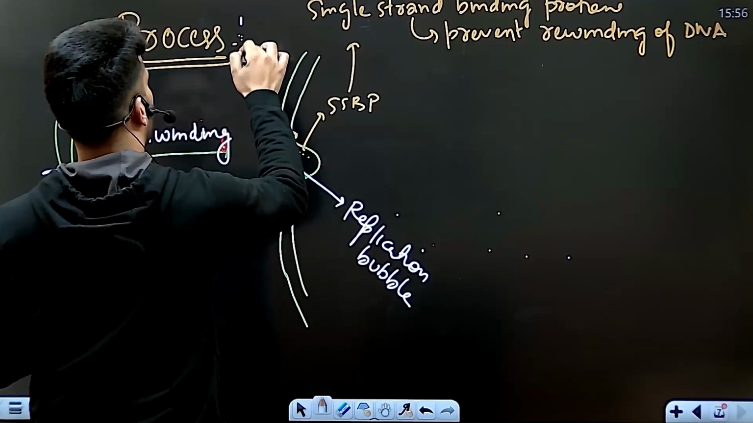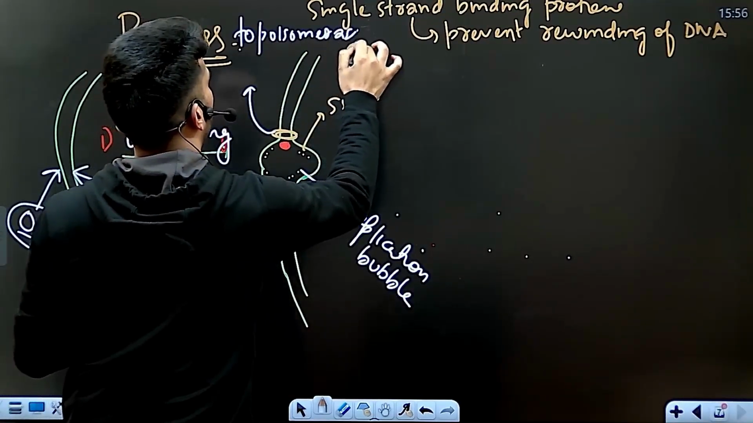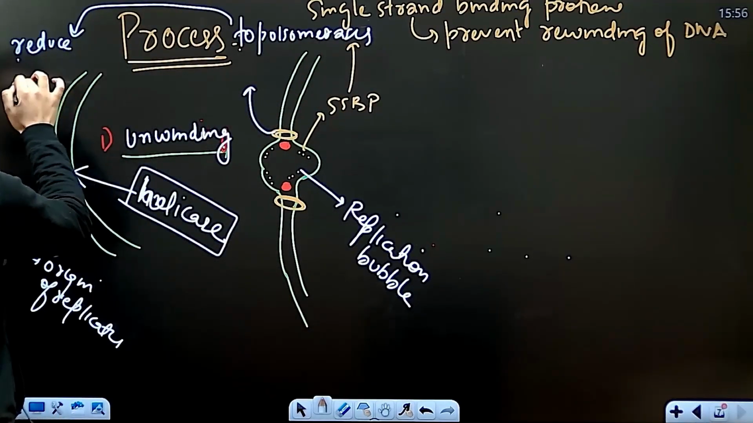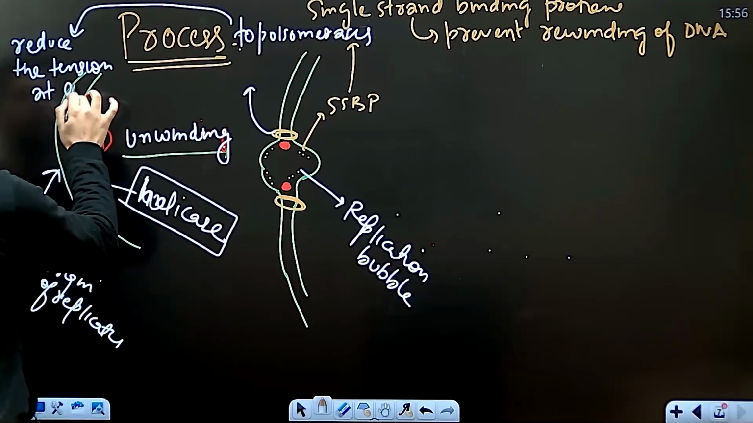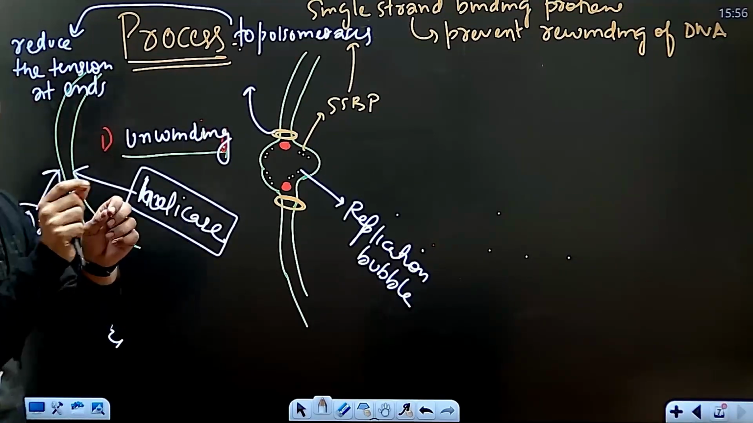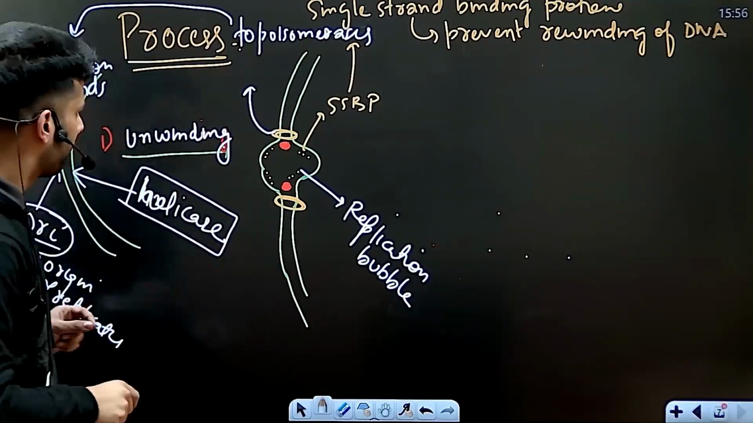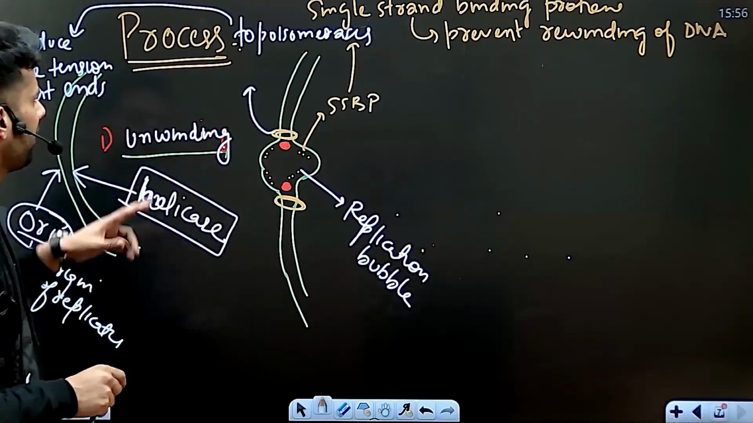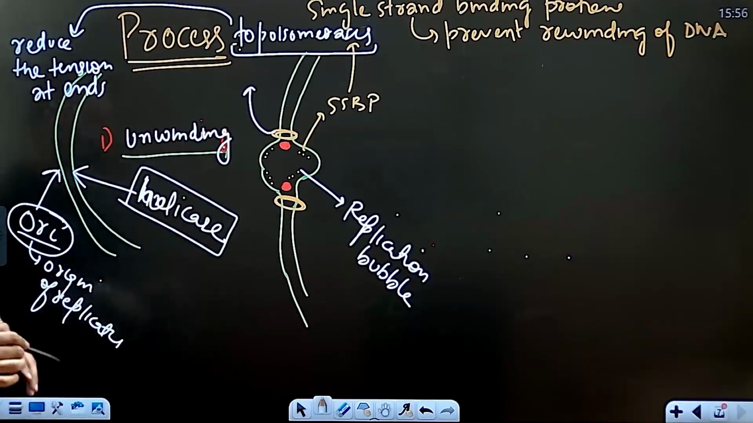So topoisomerase will act here. And what will those topoisomerases do? They will reduce the tension at the ends. And how do they do it? They do it by creating nicks, temporary cuts in the DNA strands. How that is done is a little complex, we will not go into that. We'll just remember that topoisomerases help in reducing the tension at the ends.